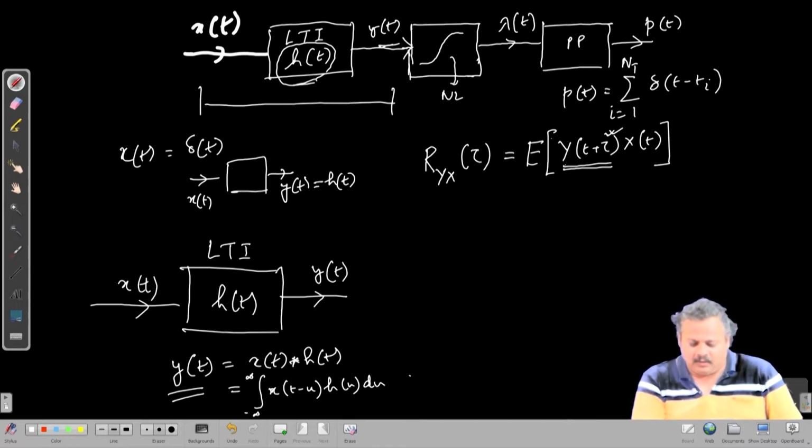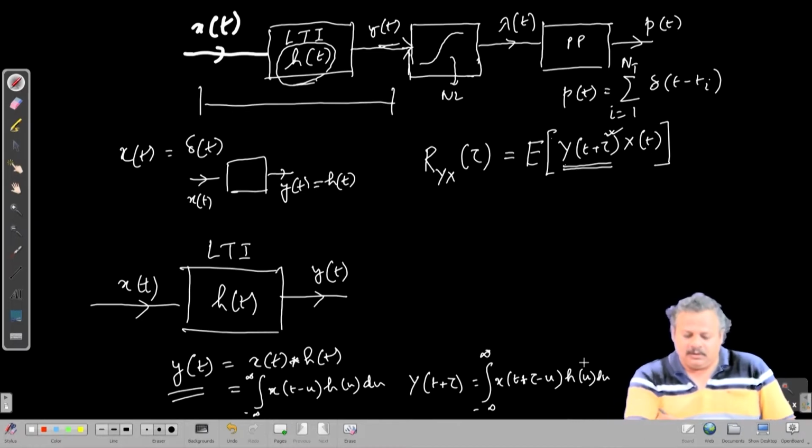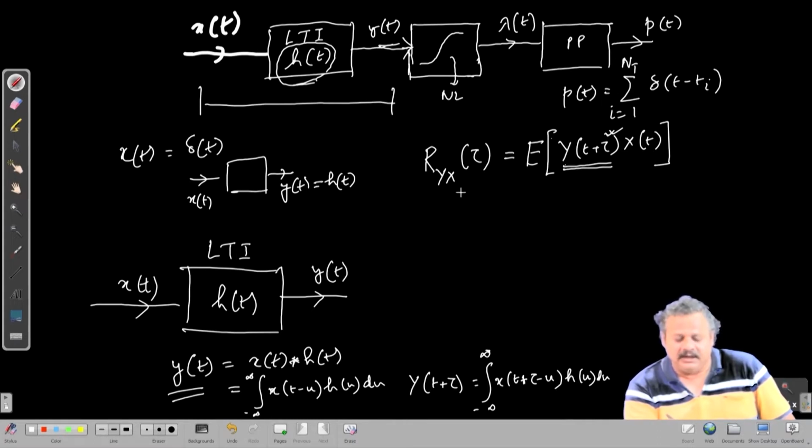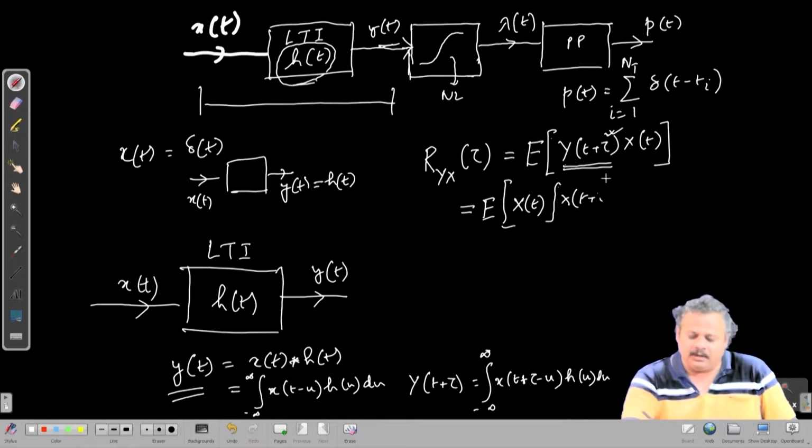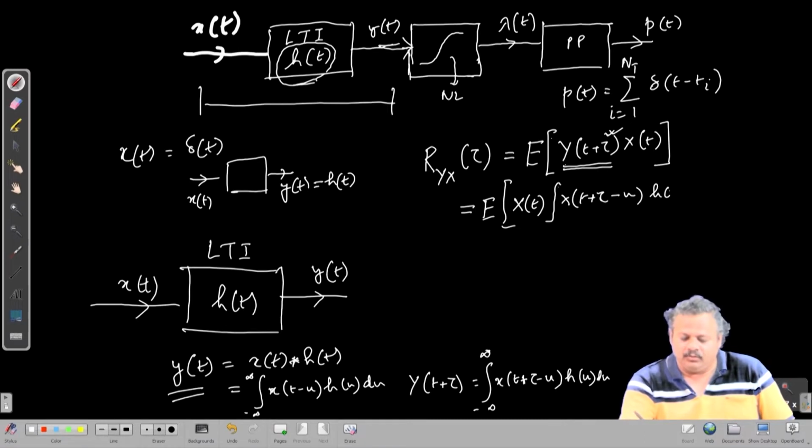If we write it here, y(t plus tau) turns out to be the integral from minus infinity to infinity. We replace t by t plus tau: x(t plus tau minus u) h(u) du. So, in a sense, the cross correlation function R_yx becomes the expectation of, let us say we write the x(t) first, and then the integral of x(t plus tau minus u) h(u) du.